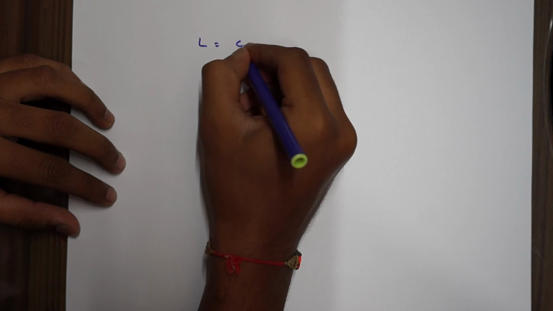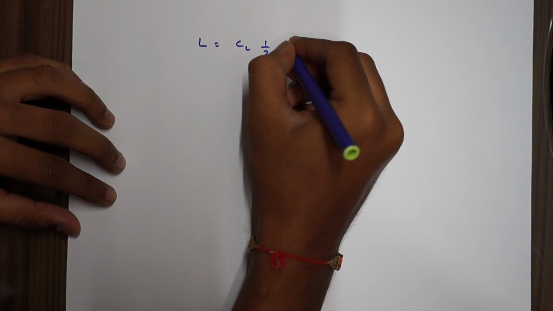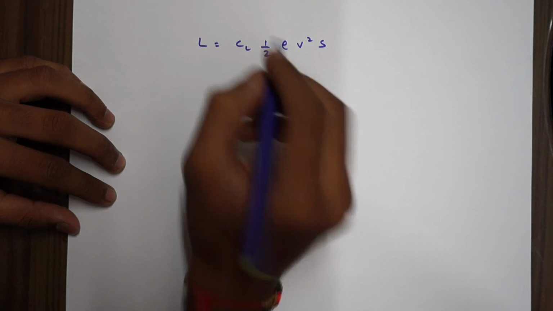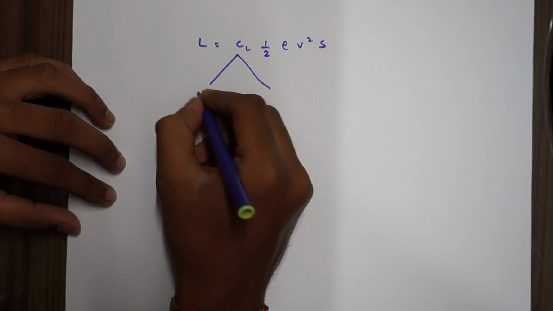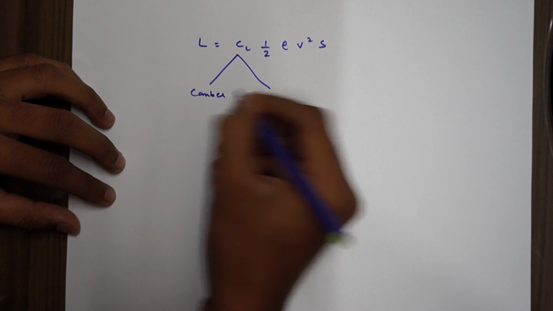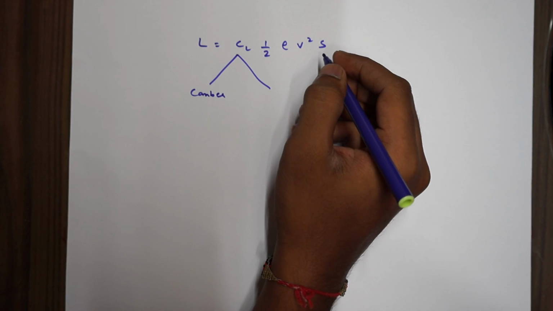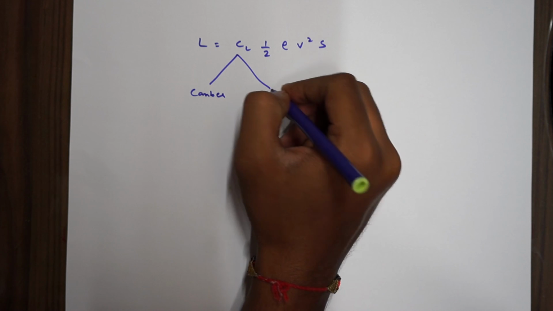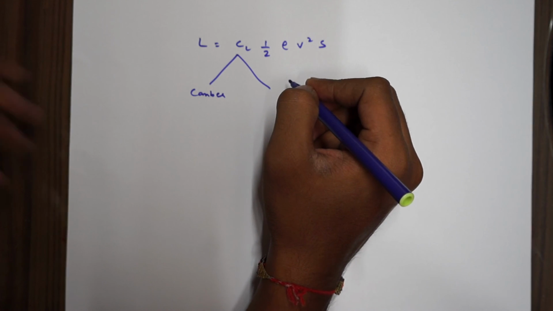Lift equals CL half rho V square S. In this case, camber, in all the discussions which I'm going to do now, is with camber constant and surface area constant, so don't worry about it, we'll do it in the high lift devices.